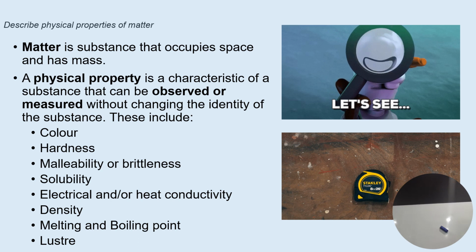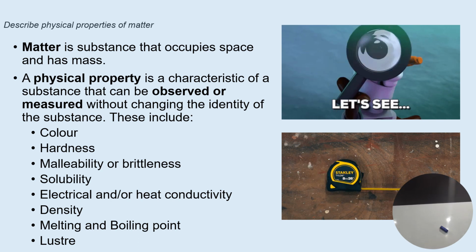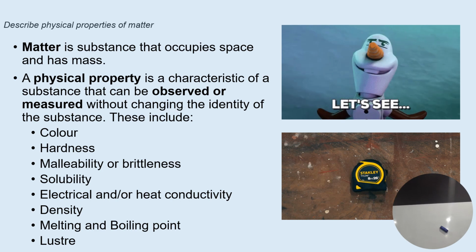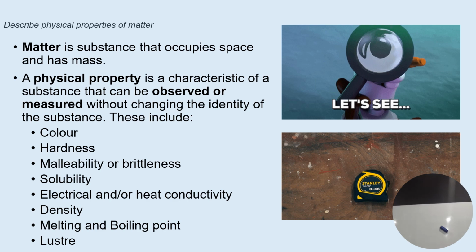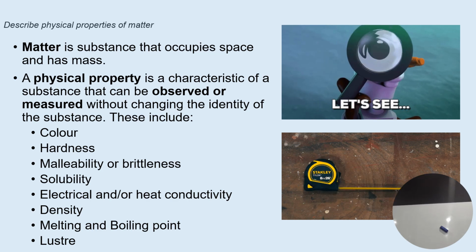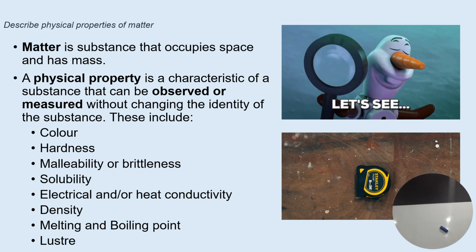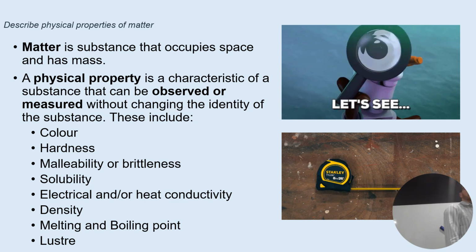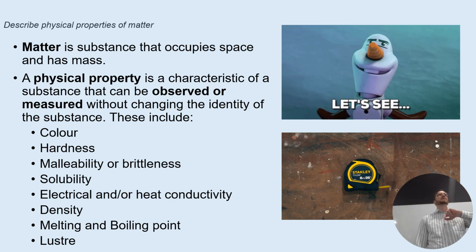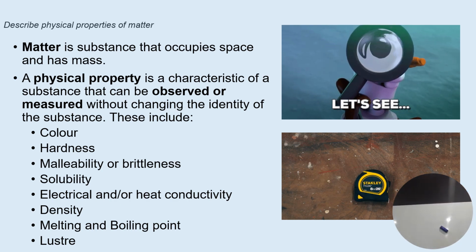Malleability is the ability to be hammered or rolled into sheets. So metals are really malleable. Ductile means the ability to be drawn into a wire. So if I pull on something at both ends, it can be drawn into a wire. So really good for metals. Solubility, we'll talk about that. Whether or not it dissolves. Electrical and or heat conductivity. Does it allow for the transfer of heat or electrical energy?